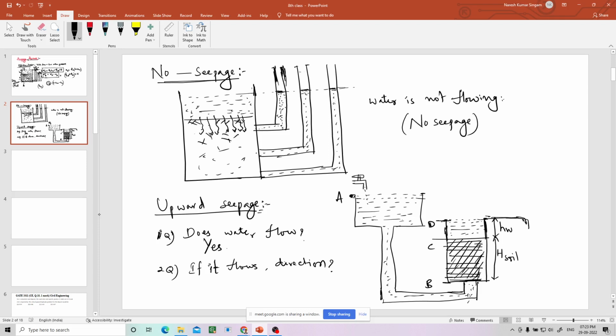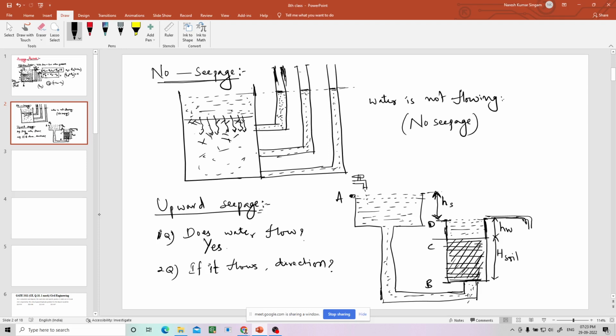Because there is head between A and D. Yes, this is the head. You are saying this is the difference in the levels of water. Let us say this is HS. Because of this head, it is flowing from here to here. Here also we are giving outlet, and here also we are giving inlet. Because of this, there is a continuous process of flow of water.